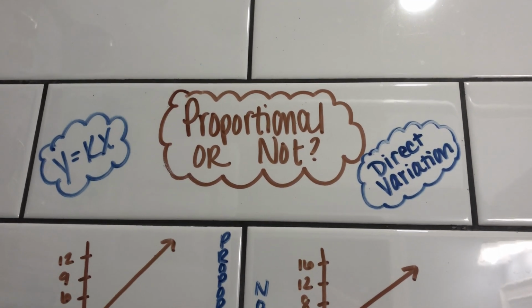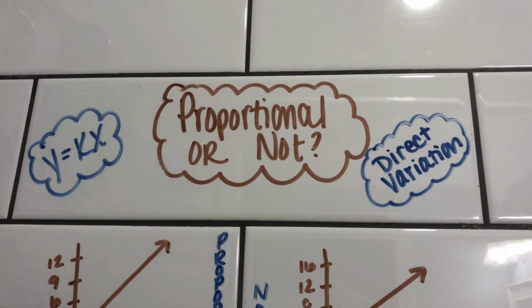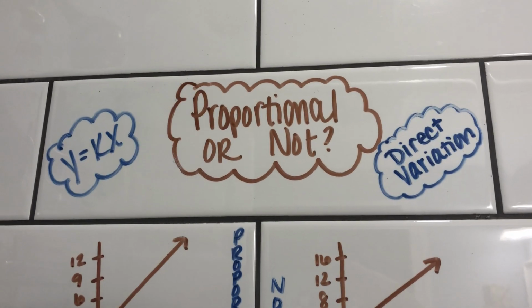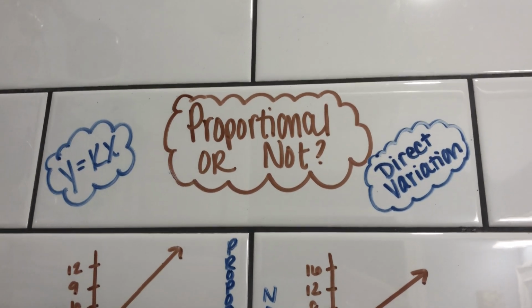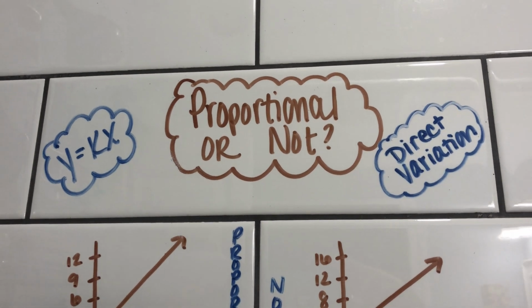Today we're going to be looking at our second type of what we're calling special equations. And today's type is proportional or not proportional. Now, proportional equations are special because our y-intercept is 0, which is what makes it proportional.